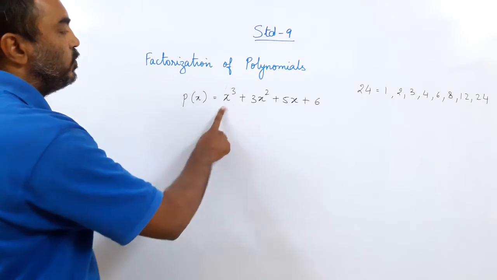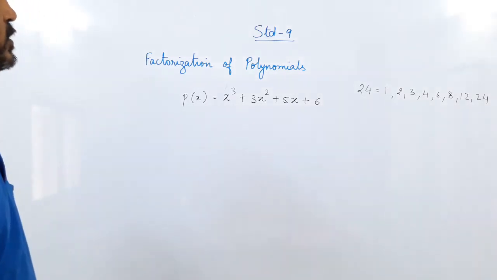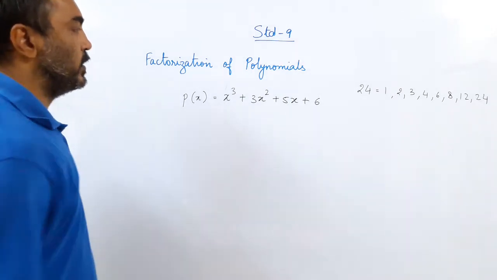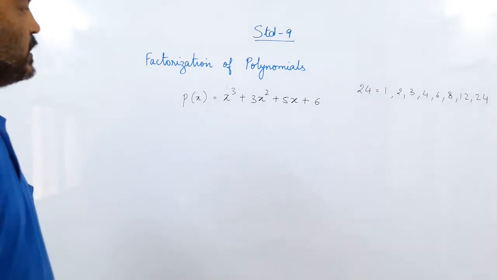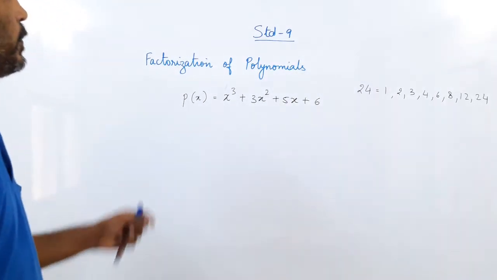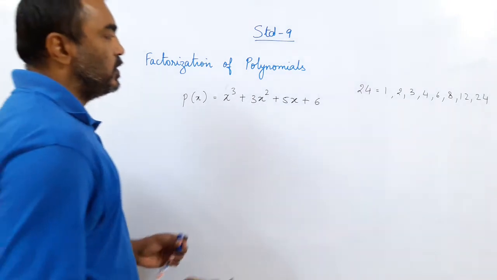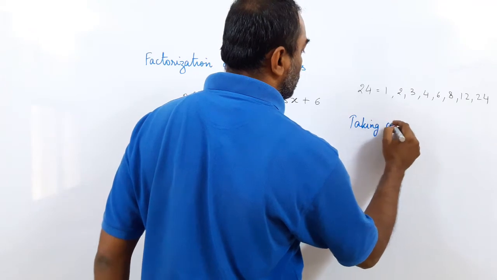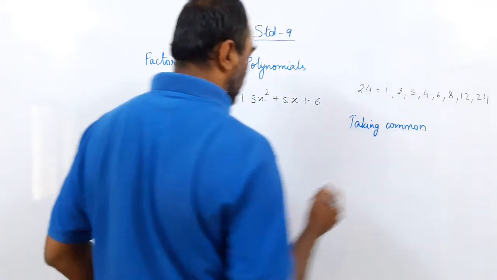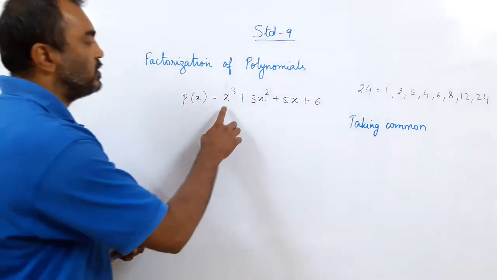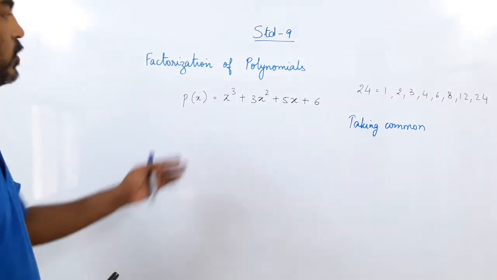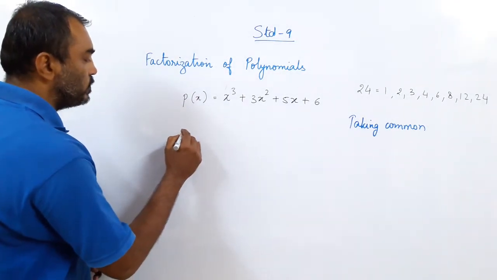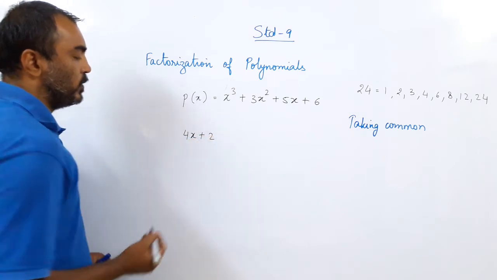Now we have to do the same with the polynomials. We have to find the factors that on multiplying will give us this polynomial. So what are the basic steps we do? Now depending on the polynomial, the first step is taking things common. Taking common, that is the first basic step in finding the factors. Now if you see in this polynomial, you can take out nothing common because all the terms are different. But suppose we have, say, 4x plus 2, a polynomial.